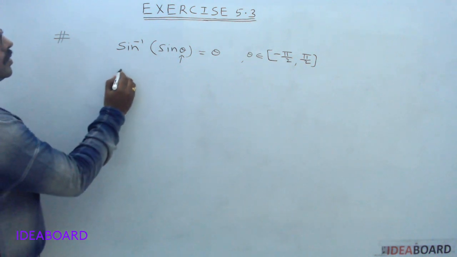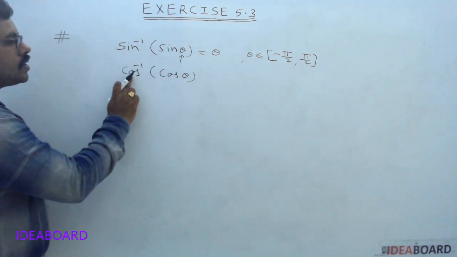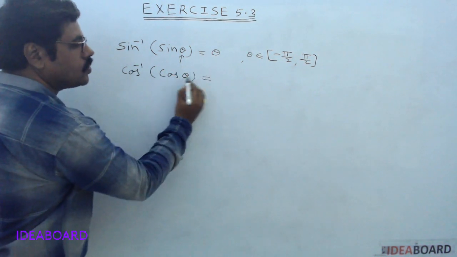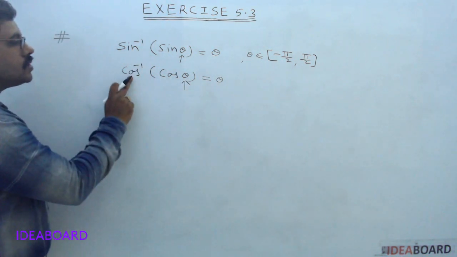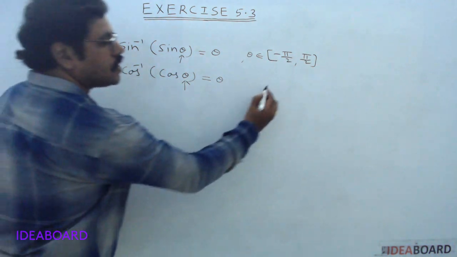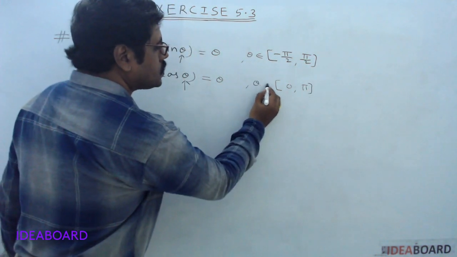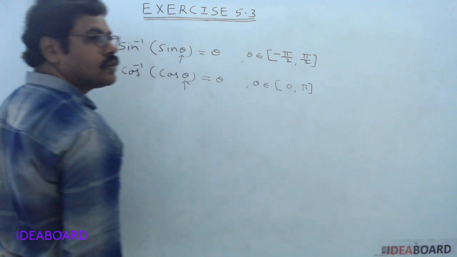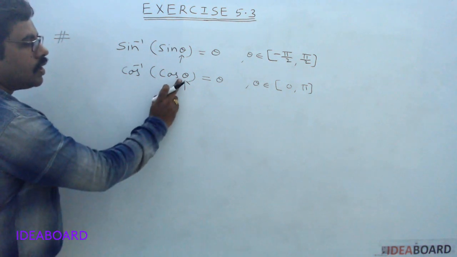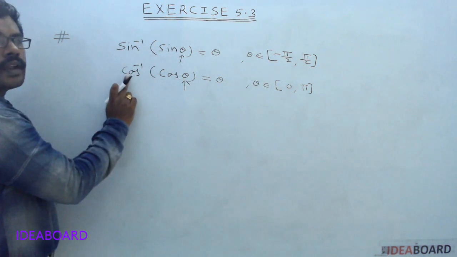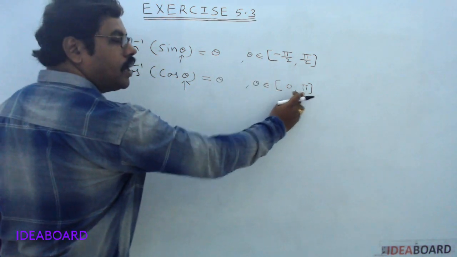Now come to the next formula. Cos inverse of cos theta equals theta only when theta belongs to the range of cos inverse. The range of cos inverse is the closed interval 0 comma pi. This is, theta belongs to the closed interval 0 comma pi.